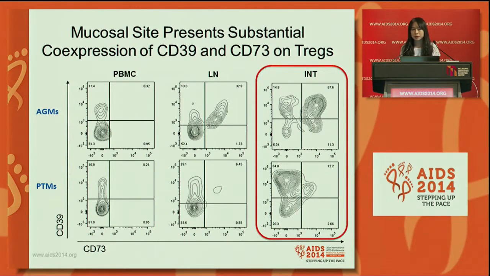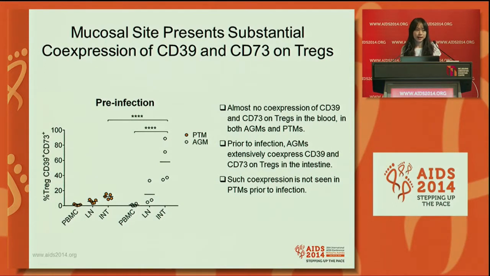We think the previous studies didn't see this co-expression because most of the human studies focus only on the blood. Utilizing the advantage of our animal models, that it's relatively easy to obtain tissue samples, we compared the co-expression of these two markers in the mucosal sites between AGMs and PTMs. Here you can see that not only is the co-expression of these two markers higher in intestine than blood, it's also significantly higher in AGMs than PTMs prior to infection.